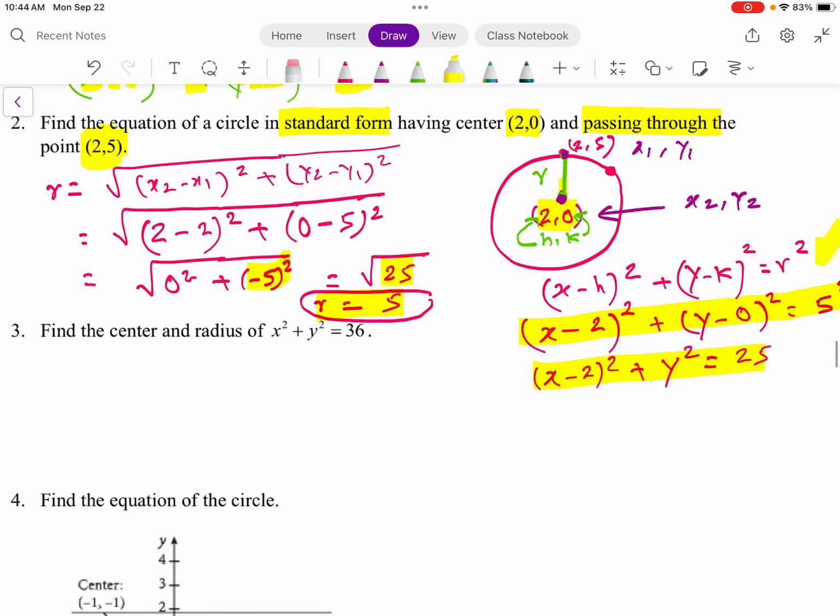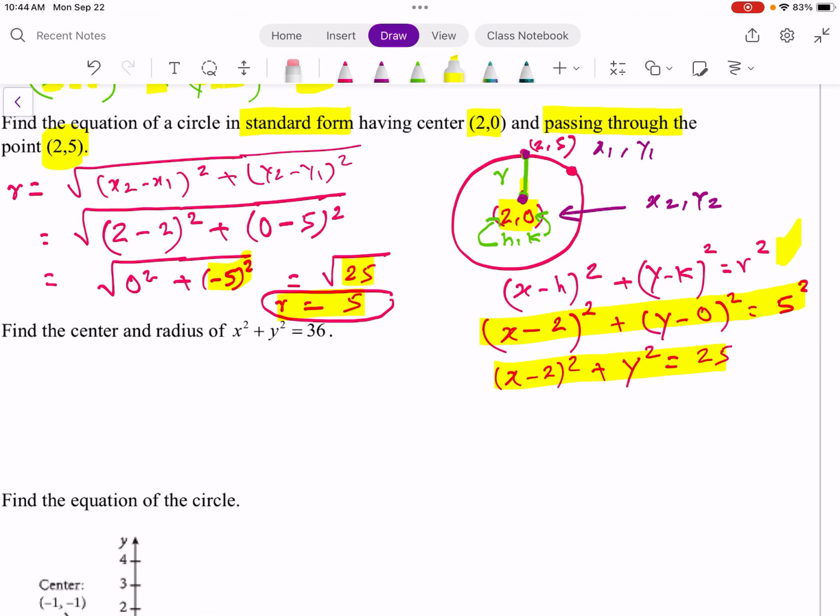Now the next one, we have this equation: x² + y² = 36. Our target is finding the radius and center. If you are given the equation of a circle and you are asked to find the center and radius, you always need to rewrite the equation in standard form. Now, how can we rewrite this equation in our standard form? This is the standard form here.